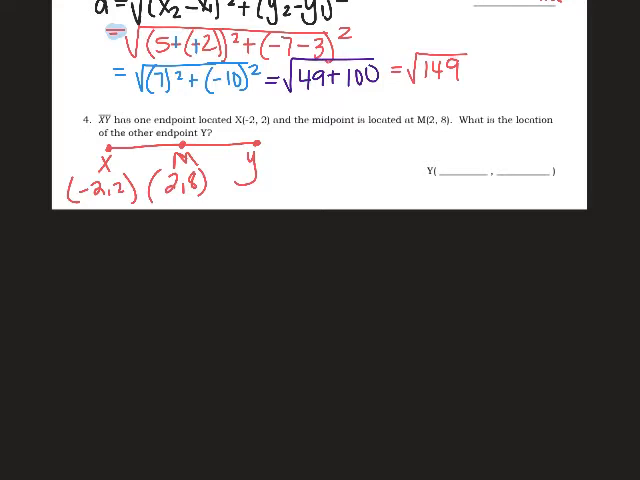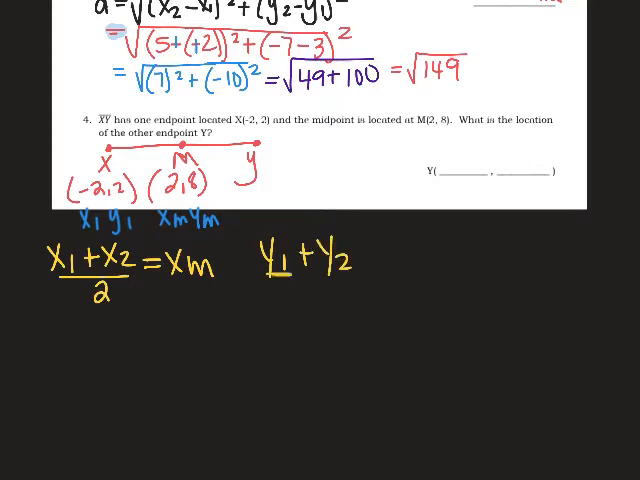So one way was to label your points. I'm going to call this x1, y1, xm, ym. And do you remember why I picked m's? Because that represents which point? The midpoint. M stands for midpoint. Okay, so we're going to go ahead and plug this in. Our 2 formulas are going to be the following. x1 plus x2 divided by 2 is xm. Same thing with y's. y1 plus y2 divided by 2 equals ym.